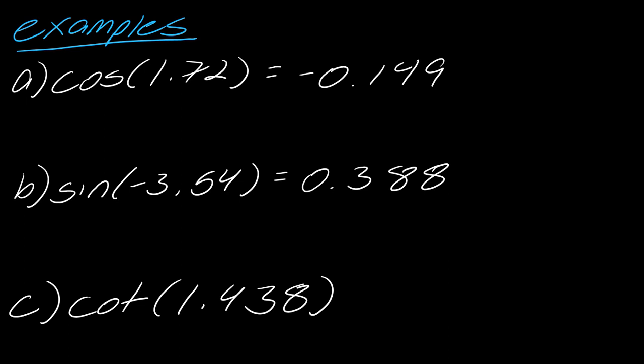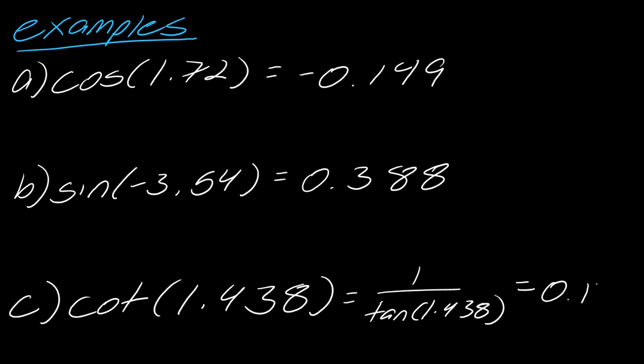Now, what about cotangent? Well, we know that cotangent is equal to 1 over the tangent of 1.438, so you might have to make a little bit of a manipulation. But then I can just plug that into my calculator, right? So 1.438, and in this case, I would get that this equals 0.134, again, if I round it.